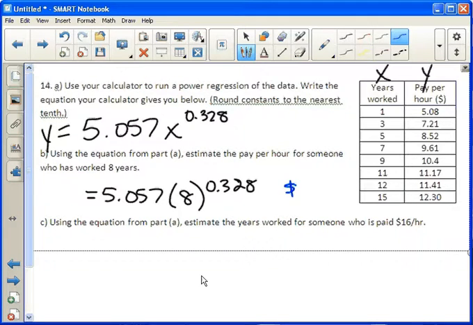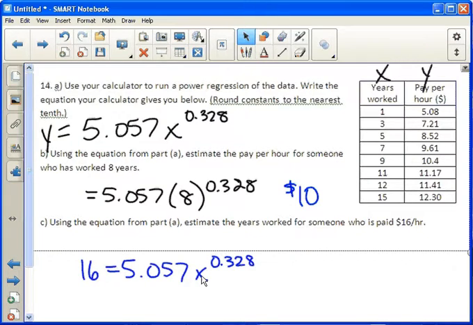Okay, now part C is a little tougher to at least solve by hand. So it says, using the equation, what would I estimate the years worked for someone who is paid $16 an hour? Well, pay per hour is the y value, so we would plug 16 in for y. There is a way to solve this by hand, but it's pretty difficult. Not something we've done yet in this course anyway. So I would recommend, instead of trying to solve that by hand, doing guess and check in your calculator.